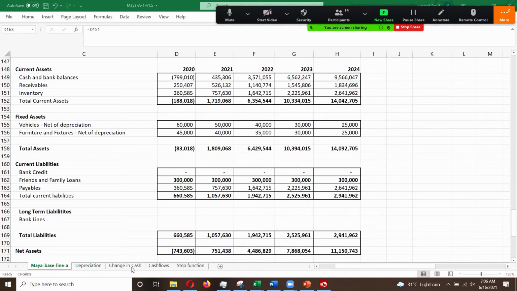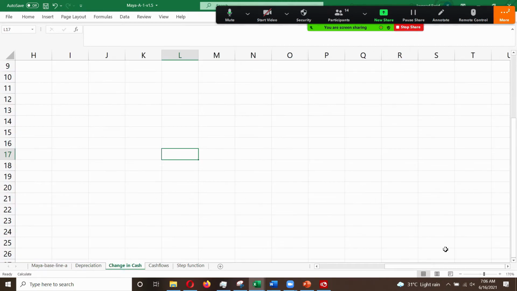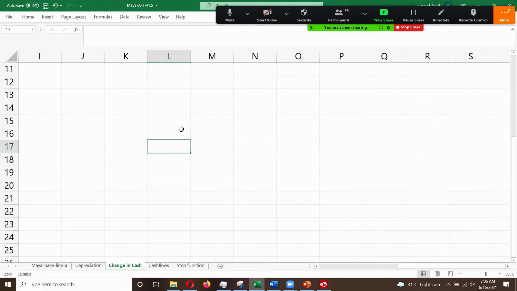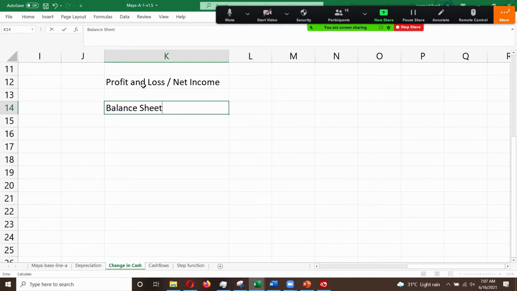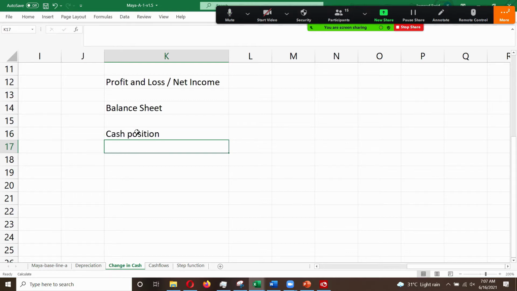All right, so now if I go back to change in cash, what we basically said was you've got two statements. You've got the profit and loss slash statement of net income, and you've got your balance sheet, and changes from these have an impact on your cash position. So if you wanted to calculate your cash position, I think the first step is your net income figure. And then we make a few adjustments.